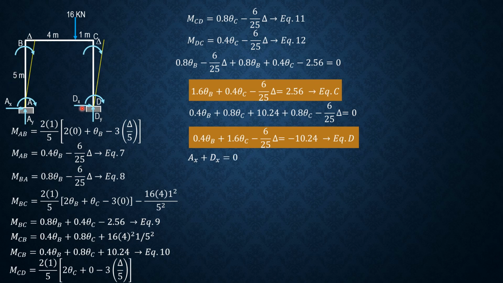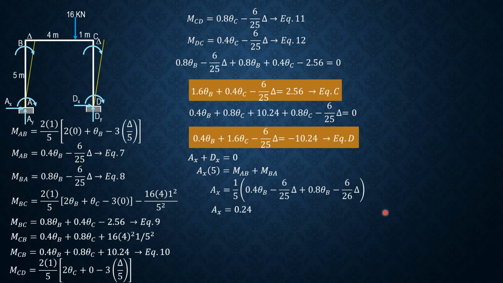So AX plus DX equals 0, summation of forces in X equals 0 for the entire system. And AX times 5 equals MAB plus MBA, if we isolate this as a free body for the column and sum up moments about B. So AX therefore is 1/5 of quantity MAB, which is 0.4 theta B minus 6 over 25 delta, plus MBA, 0.8 theta B minus 6 over 25 delta. Simplifying, AX is equal to 0.24 theta B minus 0.096 delta.